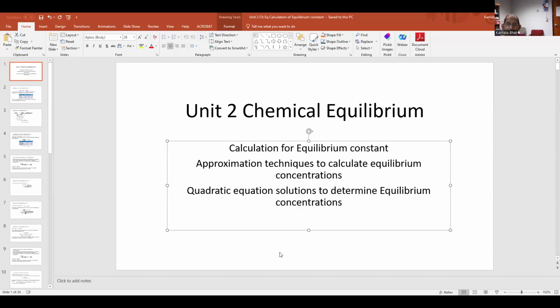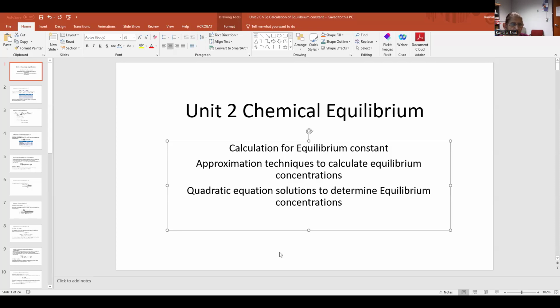We start with chapter number 15, Chemical Equilibrium, Unit 2. Now, under Unit 2, we will be studying how to calculate the equilibrium constant. Then, what are the approximate techniques that you have in order to calculate equilibrium concentrations? And should the equilibrium concentrations be a bit high, how do we use the quadratic equation solutions to determine equilibrium concentrations when given K, the equilibrium constant?